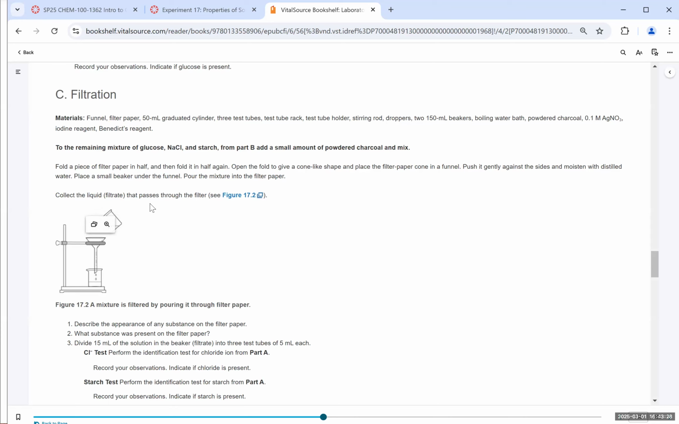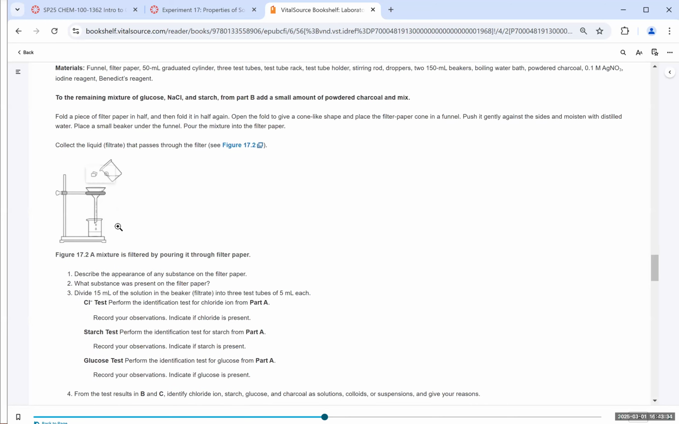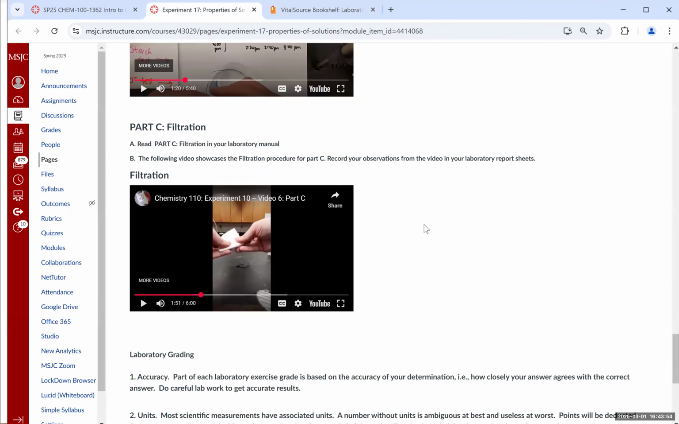We're then going to pass the whole thing through a filter. From here, we're going to describe the appearance of any substance on the filter paper, what substance is present on the filter paper, and then we're going to test the filtrate, which is the liquid that passes through the filter, using the chloride, starch, and glucose test. Okay, so let's watch the video for that.